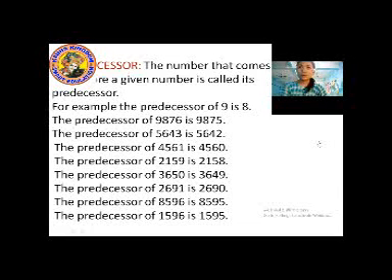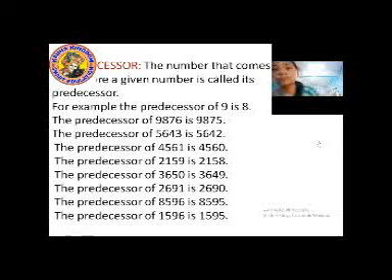Now we are going to learn about predecessor. The number that comes just before a given number is called its predecessor. For example, the predecessor of 9 is 8 because 8 comes just before 9.